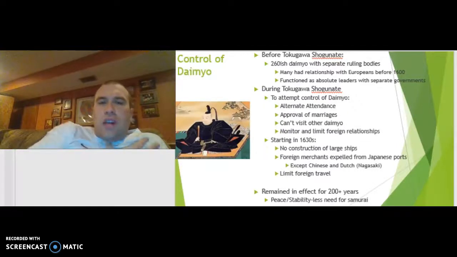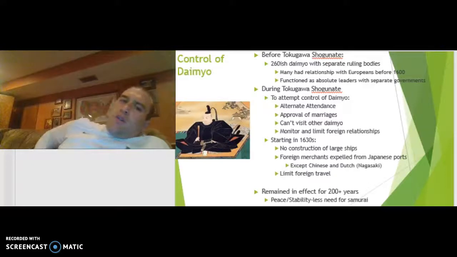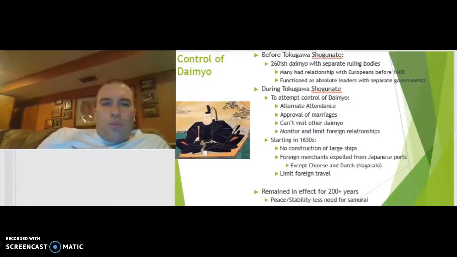One, alternate attendance. Alternate attendance is that the daimyo would spend 1 year in Edo, at the Edo court, and then the next year they'd go back to their home. So this makes them have two households and spread out their money so they can't gain too much control and gain up too much support among their people back at home.